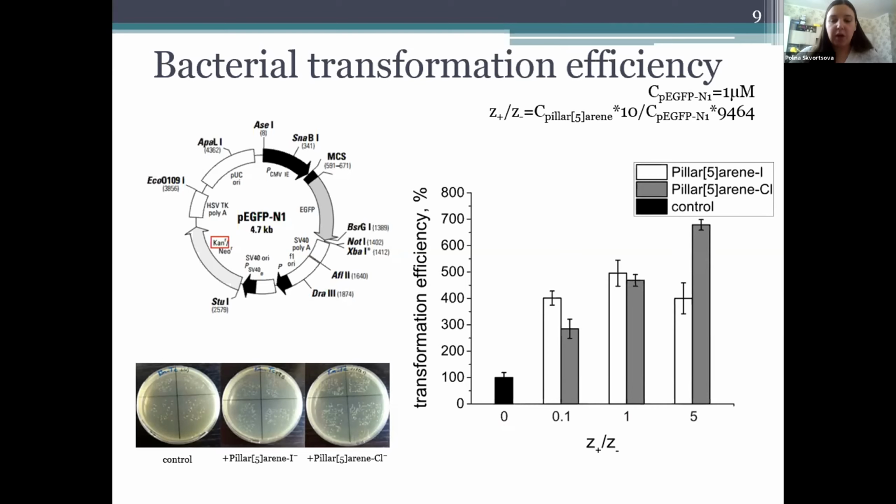Pyrrolurines with both counter ions increased transformation efficiency. An increase in the transformation efficiency up to 400 to 500% was recorded for pyrrolurine iodide in the studied range of concentrations. A further rise in efficiency was observed for pyrrolurine chloride with increasing concentration, and the efficiency at charge ratio 5 was 700%.